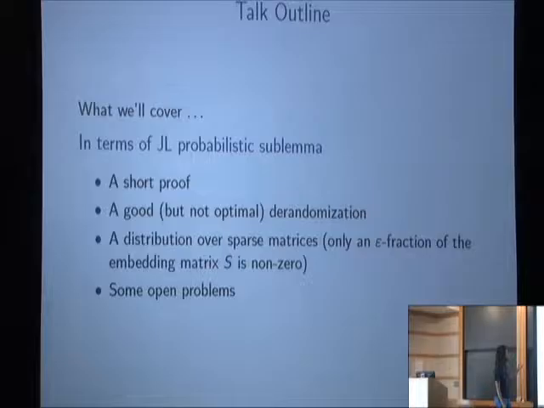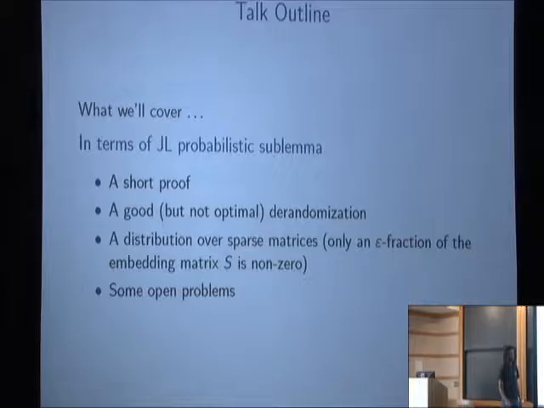And then I'm going to show you a pretty decent derandomization, but it's not optimal, unfortunately. And then I'm going to show you how you can come up with a distribution over sparse matrices satisfying the JL lemma. Okay. And of course, if you have a sparser matrix, you can multiply by it more quickly. So that's the advantage there. And I'm actually going to spend quite a few slides discussing open problems, because there are a number of them, actually.